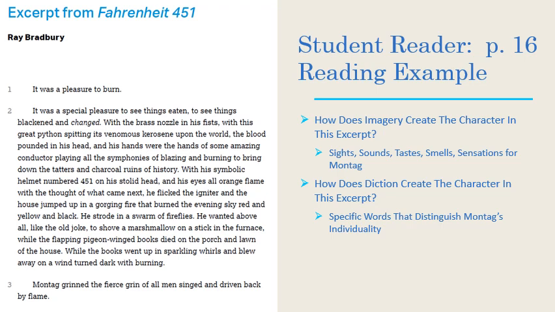And then the last thing that we'll want to do again is to think, okay, now that I have these examples of imagery and diction as they pertain to the character of Montag, what adjectives might I use to describe Montag? So let's go ahead and take a look at this example. I'll read it out loud and you should follow along.